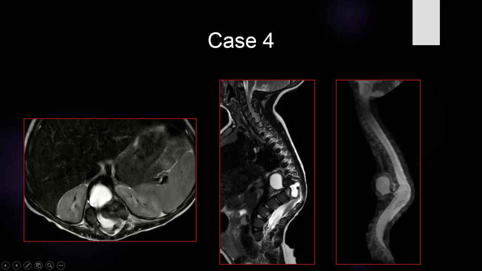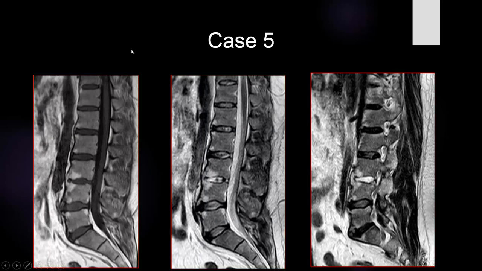We can see this is the dumbbell shaped lesion with intraspinal and prevertebral components extending along the vertebral anomaly or vertebral malformation. So this is what's called the neuroenteric cyst. This appearance is very characteristic of the neuroenteric cyst, dorsolumbar neuroenteric cyst.